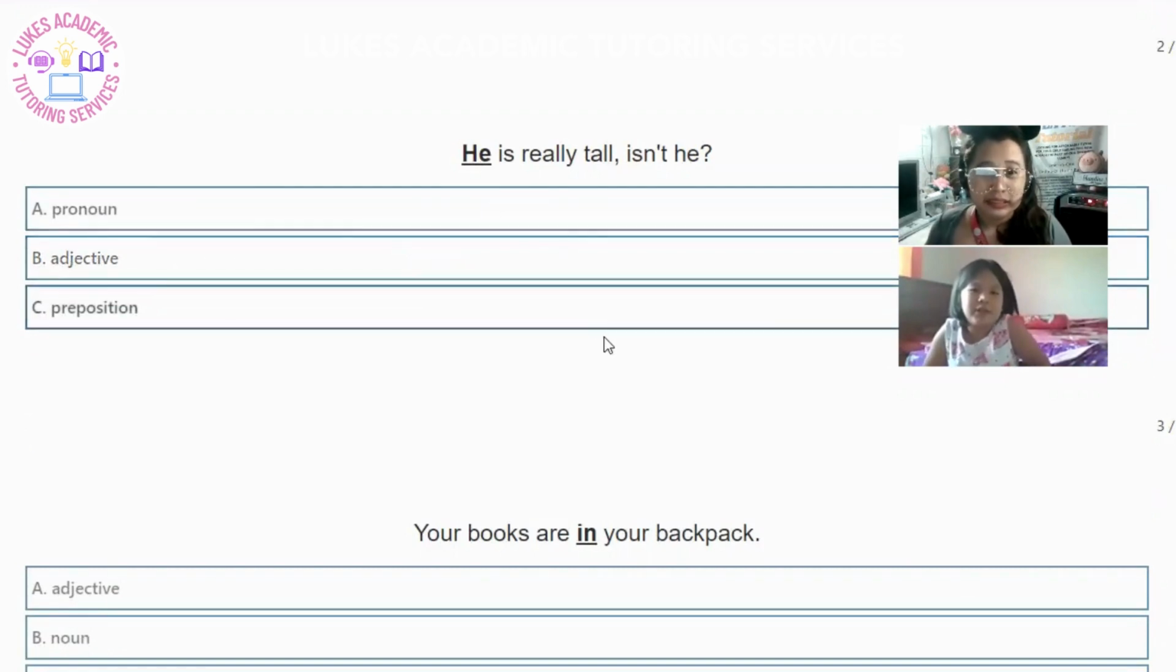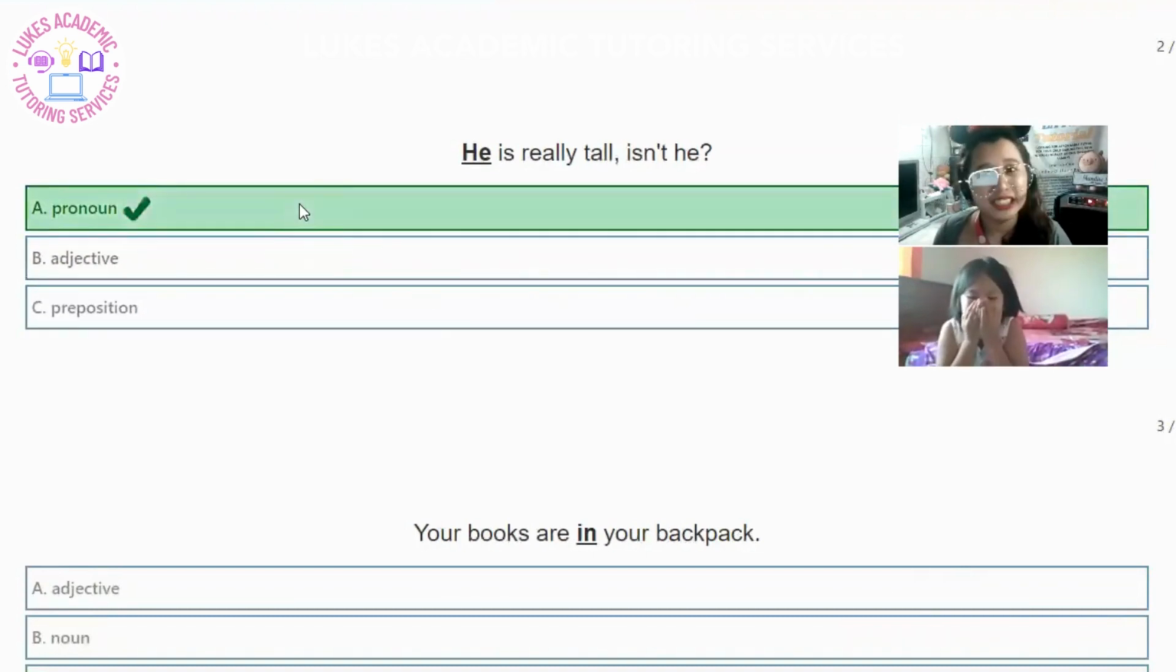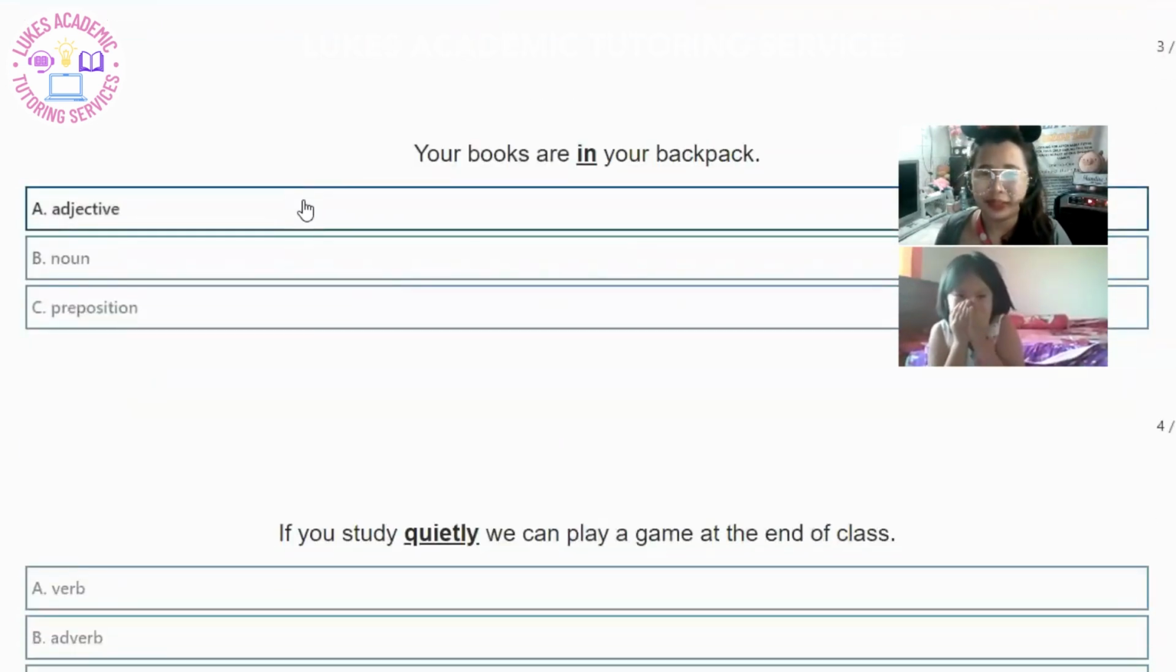Number 2. He is really tall. Isn't it? Okay. Pronoun A, adjective B, or preposition C? Pronoun. Correct.